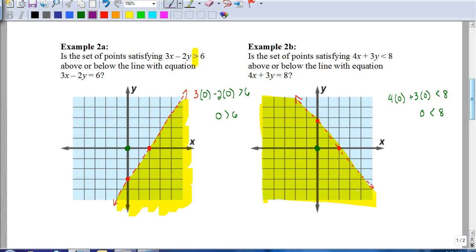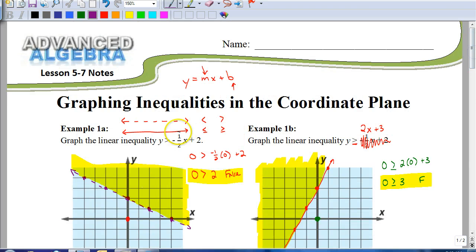So don't forget, when we graph an inequality, always shade either above or below the line, and always use either a dashed or a solid line. So remember, we use a solid line if it's less than or equal to or greater than or equal to because the points are included on the line. We use a dashed line if it's just less than or if it's just greater than because the points there are not included on the line.